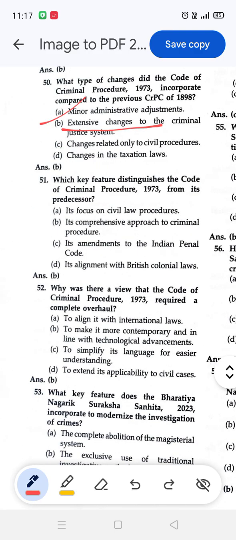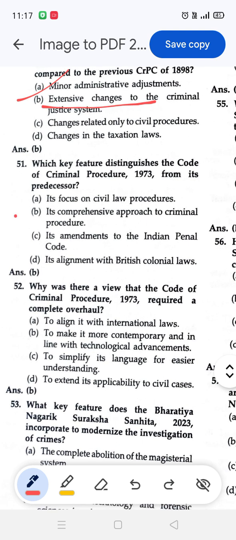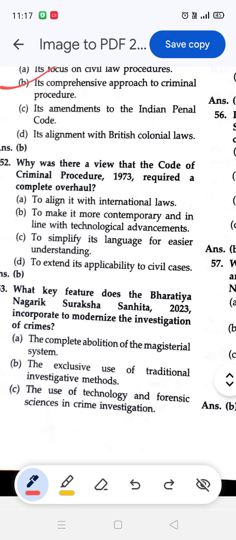Which key feature distinguishes the Code of Criminal Procedure from its predecessor? So option B is correct, its comprehensive approach to the Criminal Procedure Code.